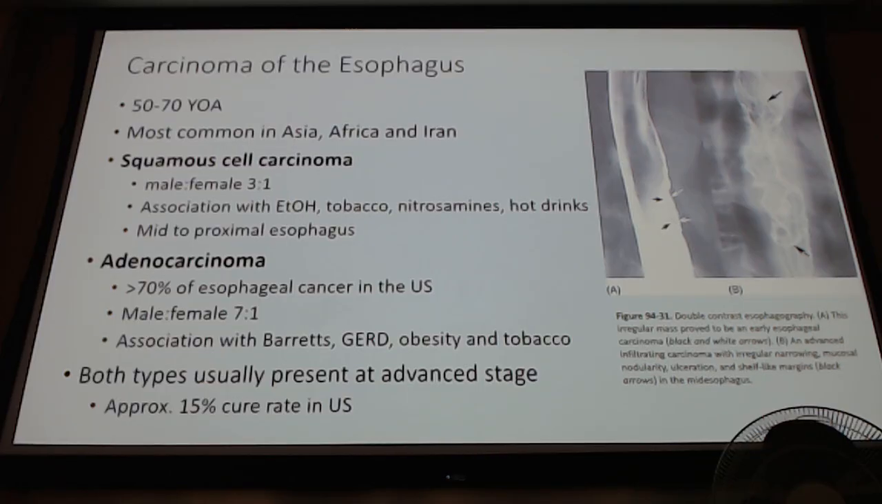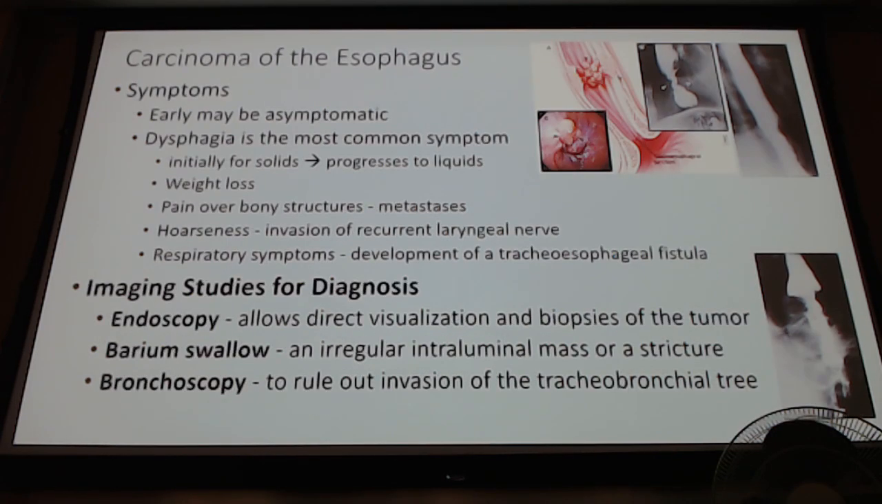Okay, speaking of carcinoma, the esophagus generally gets diagnosed between the ages of 50 and 70, most within the Asian, African, and Iranian type of populations. You have two different types, squamous cell carcinoma and adenocarcinoma. Okay, you learned about this in GI, so I won't go through it too much. But both types normally present at advanced age. Okay, a lot of people don't know that they have stuff going on until it's too late.